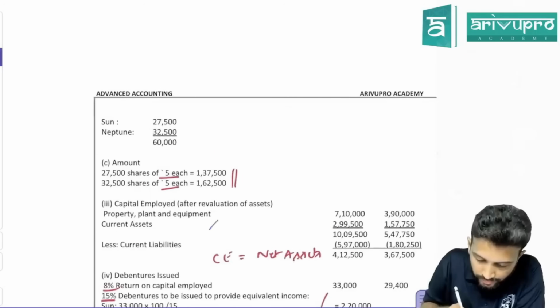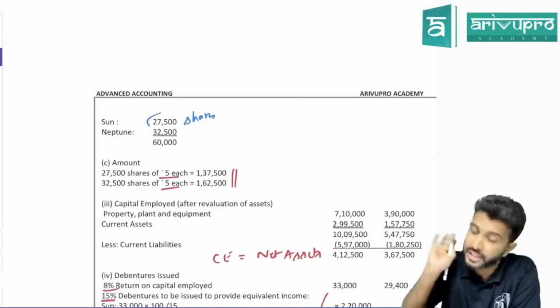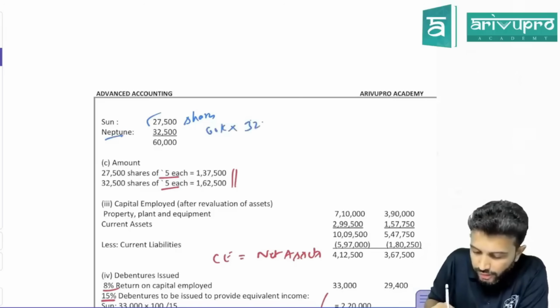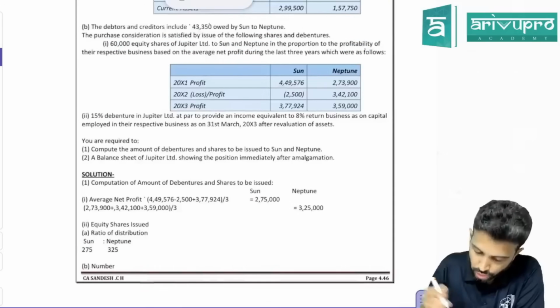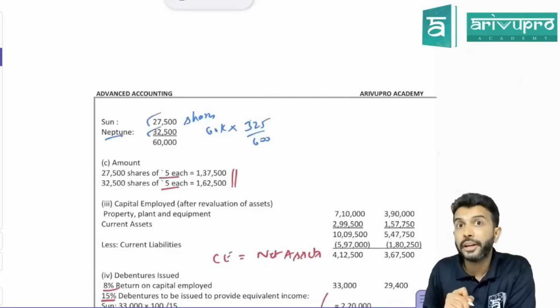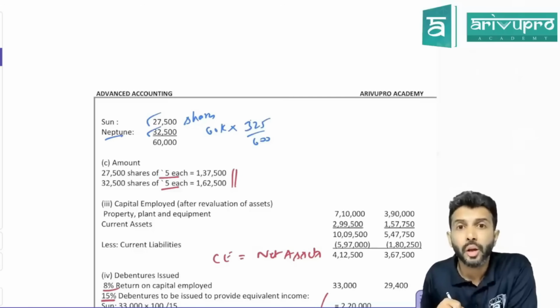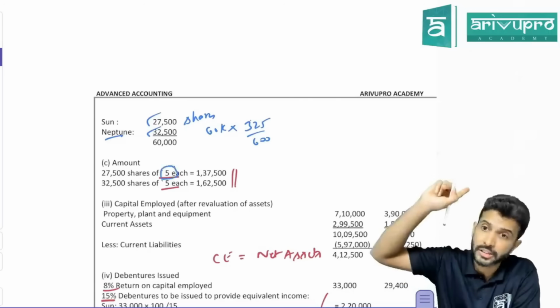So Sun will get 27,500 shares because 60,000 is not the value. It is the number of shares. Neptune will get the same way, 60,000 into 325 divided by 600. If you do that ratio, you will get 32,500 shares. Number of shares or value of shares? Value of shares, don't multiply by 10. Value is only 5. They gave it in the first line only.